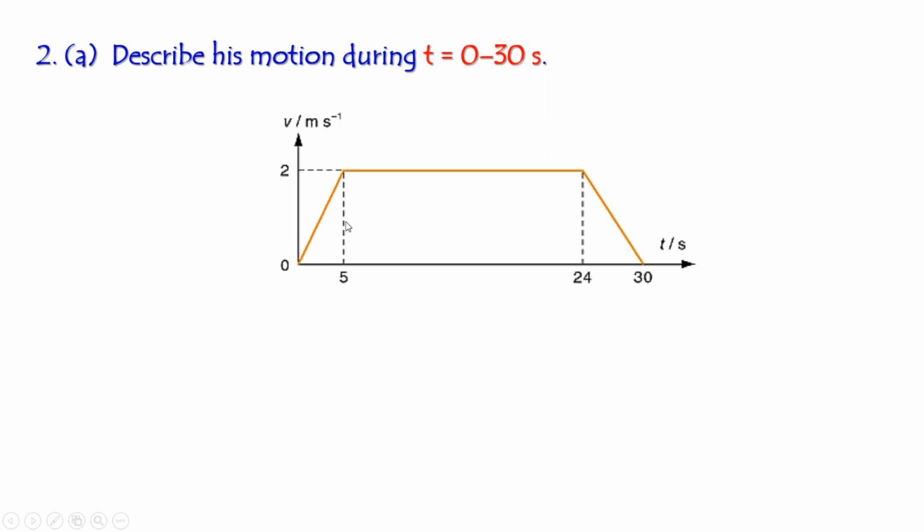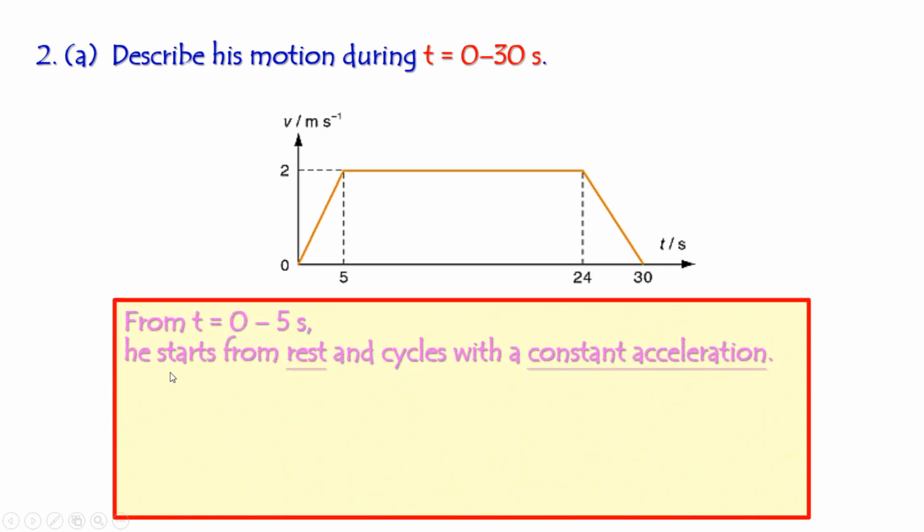For the first part, that means from time equals 0 to 5 seconds, he starts from rest. So I will say it in this way: he starts from rest, from 0, and then increases his speed along a straight line to 2. So I will say that he cycled with a constant acceleration. You can use the word constant or uniform, both are the same. He starts from rest and then cycles with a constant acceleration up to the speed equal to 2 meters per second. It is the first part of the journey, right?